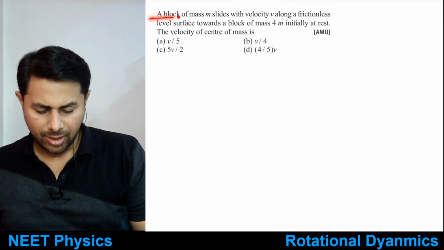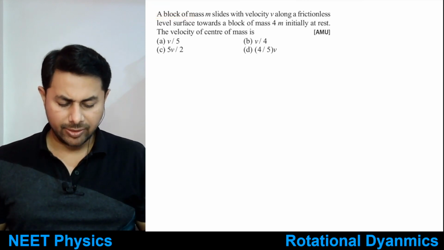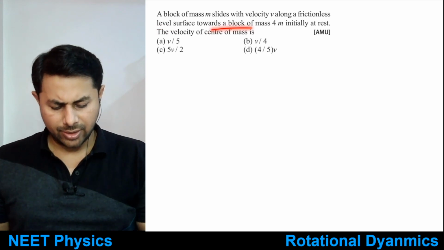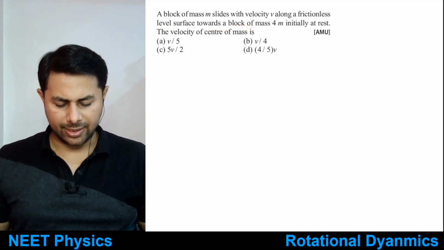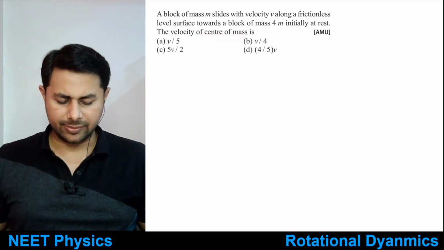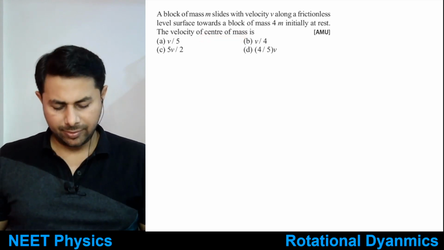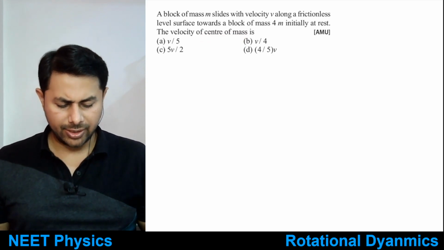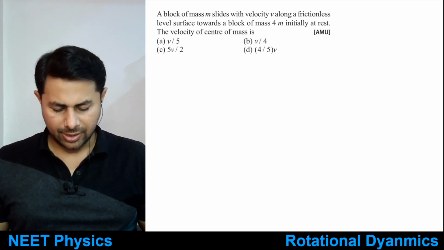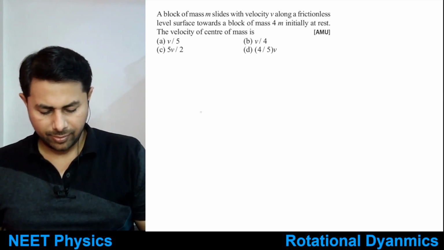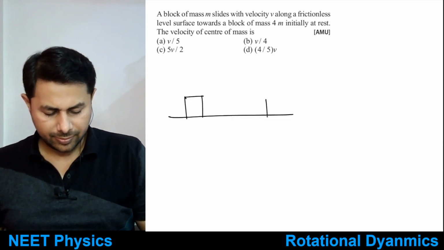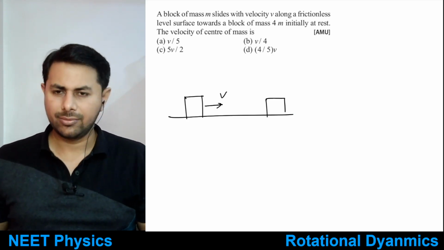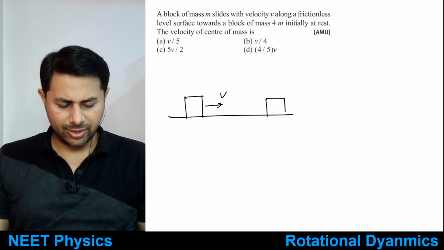Let's see the next one. A block of mass m slides with velocity v along a frictionless level surface towards a block of mass 4m initially at rest. The velocity of the center of mass is? Tell me. So these are two blocks. One moves towards the second one with speed v. Again, there is nothing in this question. Okay.